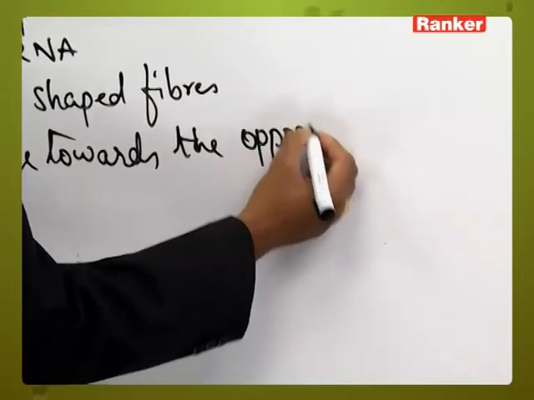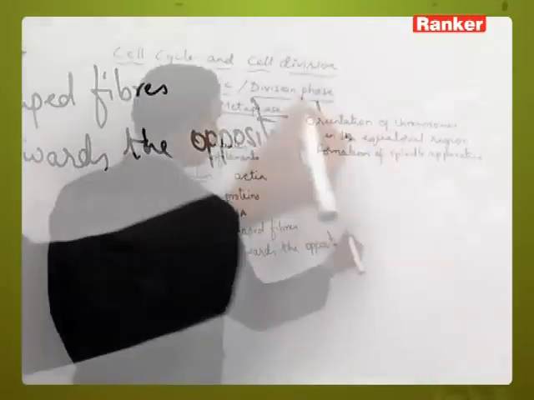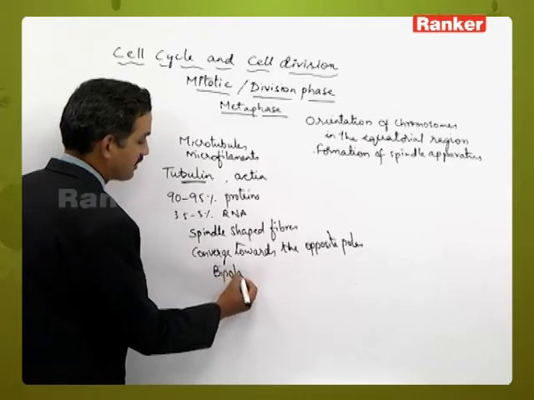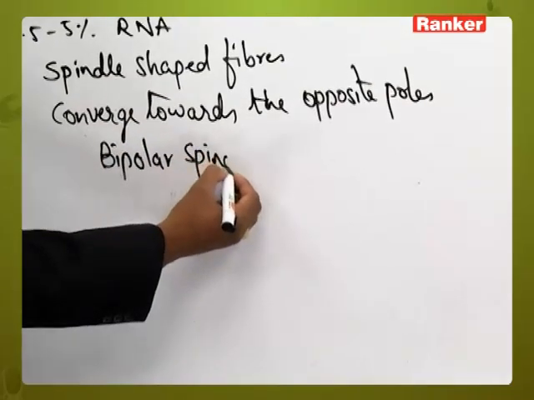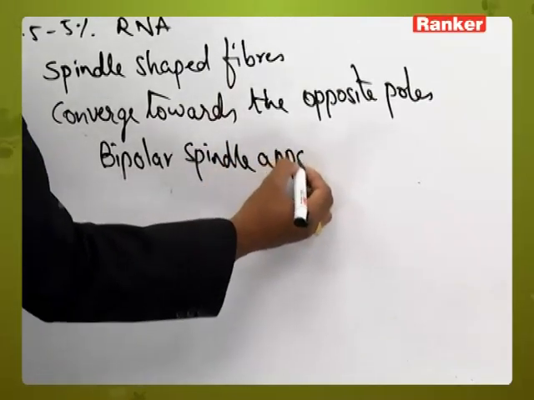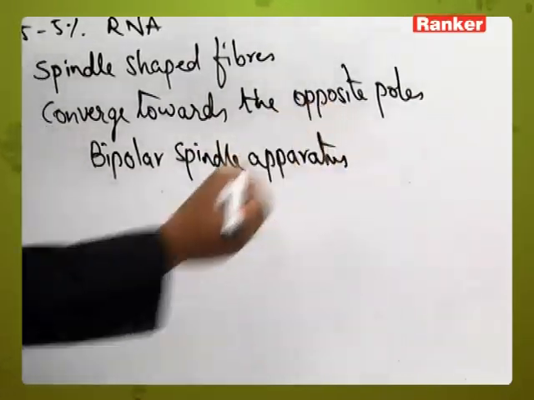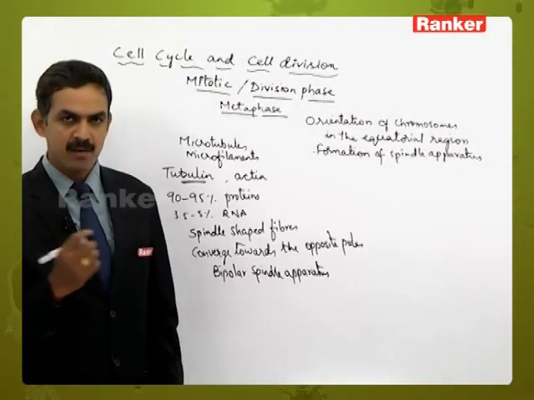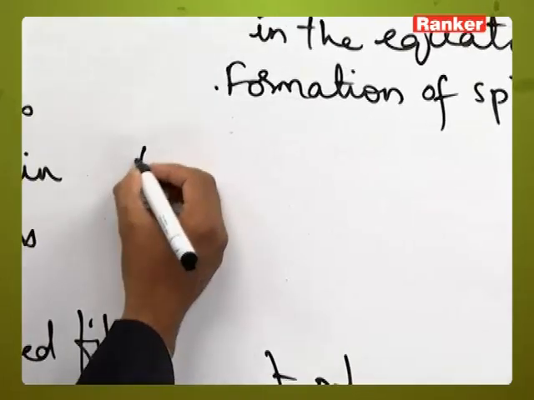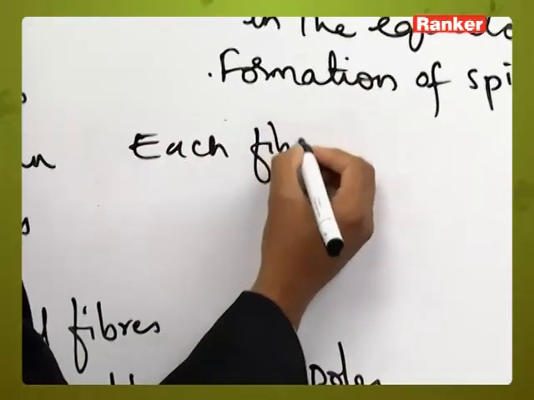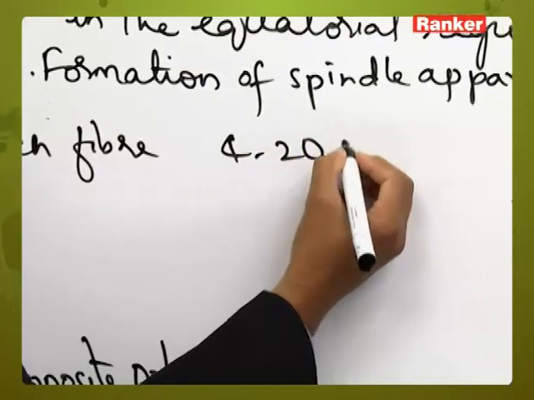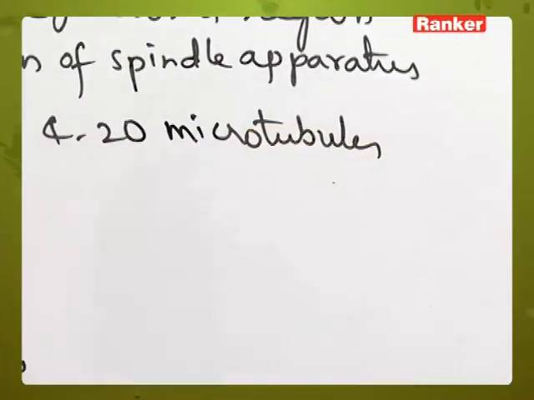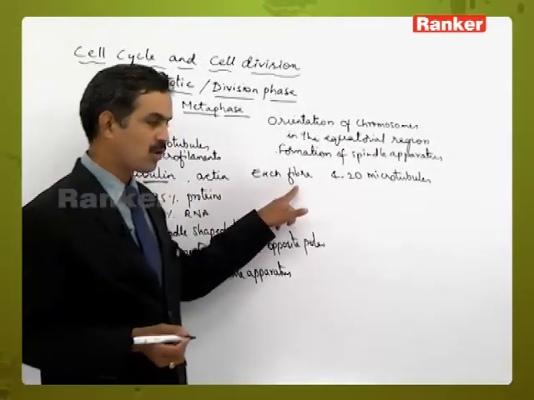Converge towards the opposite poles. As they are converging towards the two opposite poles, we call it a bipolar spindle apparatus. This bipolar spindle apparatus is made up of spindle fibers. Nearly each fiber is made up of 4 to 20 microtubules. These microtubules are joined with each other to form a long and elongated structure called fibers.